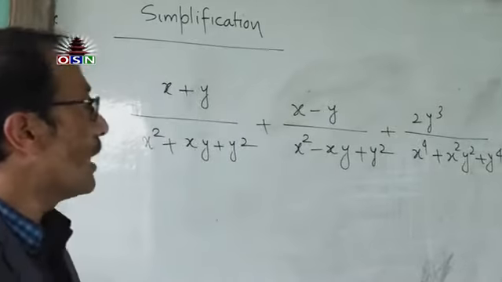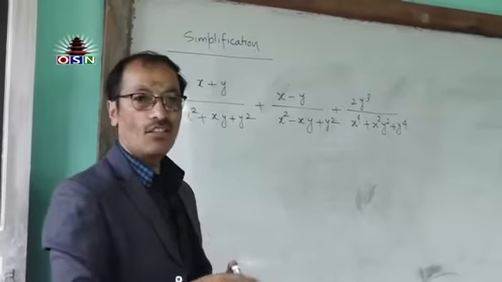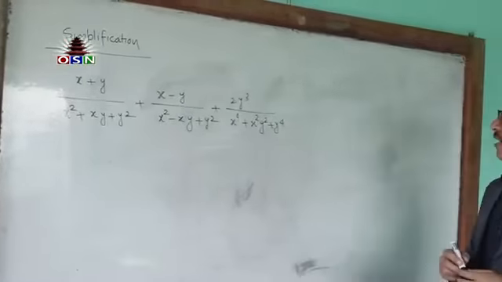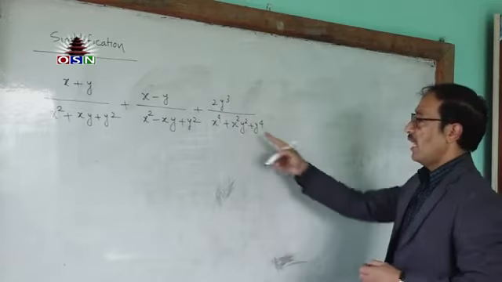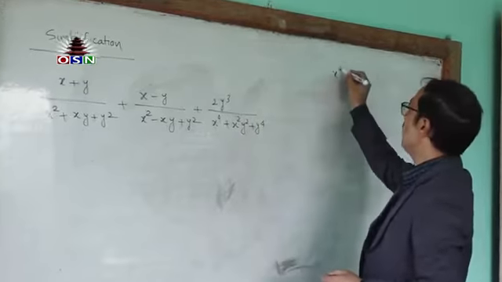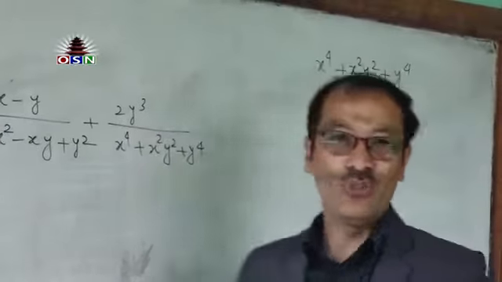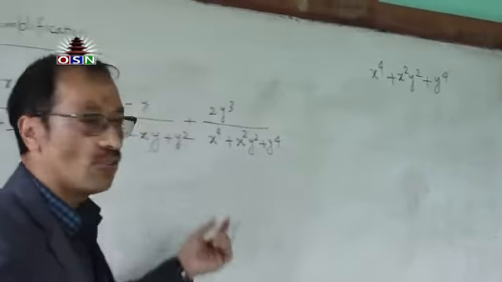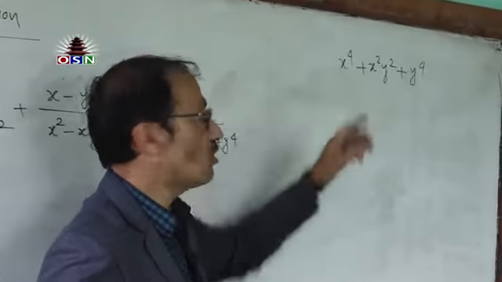Before starting the simplification, I would like to draw your attention to another chapter, because this is very much related to factorization as well. So let's see here, please. You have to look at the final fraction, and you can see the denominator here, x to the power 4 plus x square y square plus y to the power 4. You need to learn how to factorize this one. So it is very much related to factorization as well. So I am going to teach you how to factorize this algebraic expression.